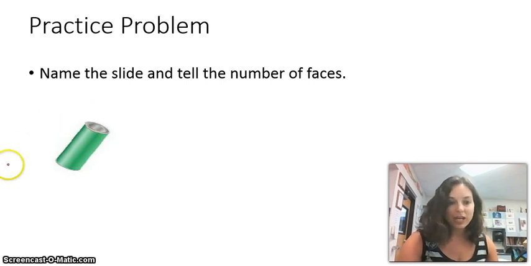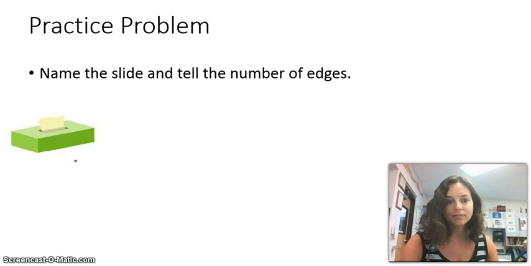Okay, so this shape, its name is cylinder. It's a cylinder, and it has two faces, one face here at the top and one face at the bottom. Remember, the circular part around it is not considered a face. So it has two faces, and it is a cylinder. Let's move on. All right, name this shape and tell the number of edges.